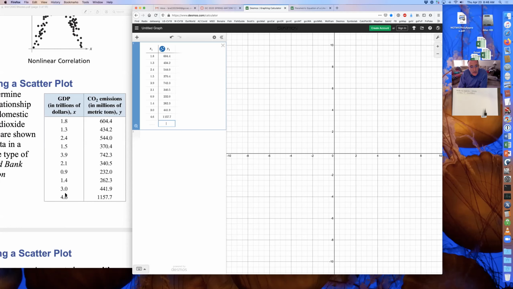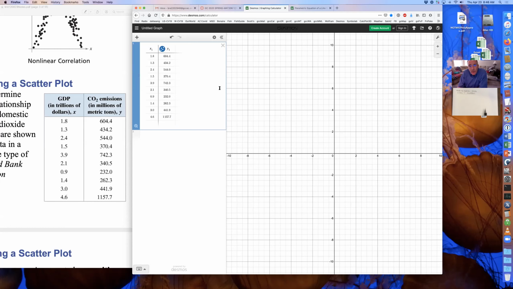How did you get that on Desmos? This table, I push this plus. This little plus right here says add. Okay. And then you can start putting it in.